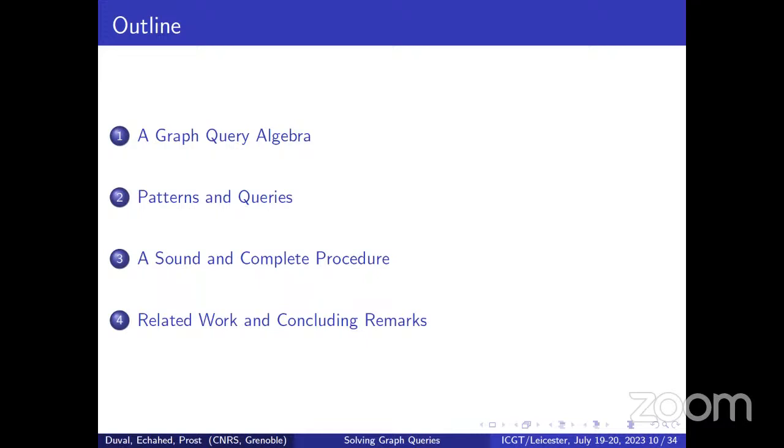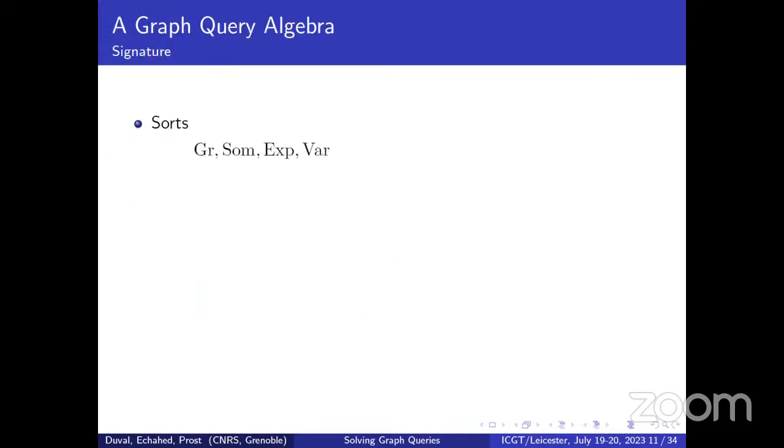So we first define the notion of patterns, which are the main structure. This could be seen as a formula in graph logic, in dynamic graph logic. And to define precisely the semantics, we have to provide some operations over graphs. So the graph algebra could be used. So I will start with this kind of algebra. So I give you the signature.